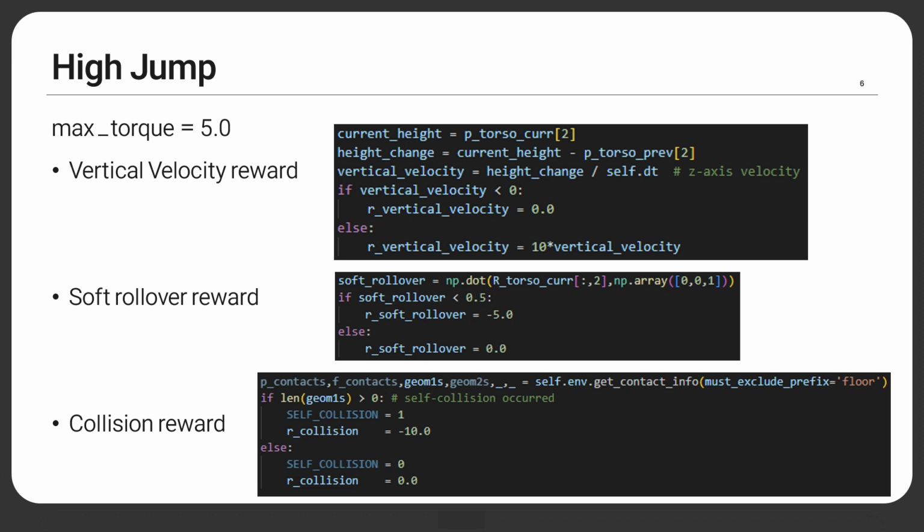In this task, I use only 3 reward functions. The first one is vertical velocity reward, which is proportional to its velocity along the z-axis, which is upward. It is used only when the value is positive. The second one is soft rollover reward, which applies a penalty when the angle between the snapbot's local z-axis and the world z-axis exceeds 60 degrees. The last one was collision reward, which gives a penalty if there is self-collision. Actually, these 3 rewards are the same as the previous work.